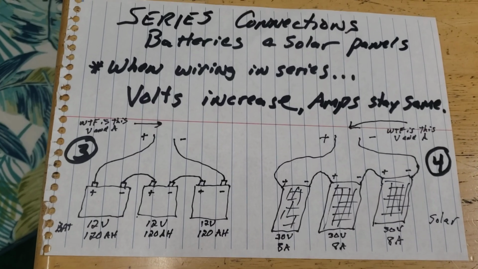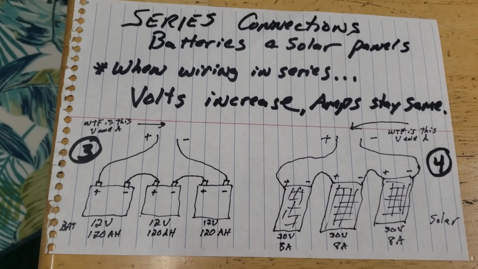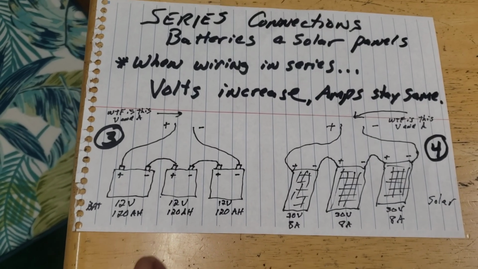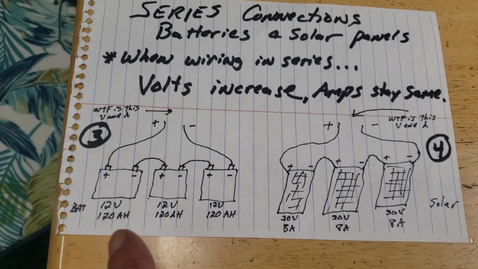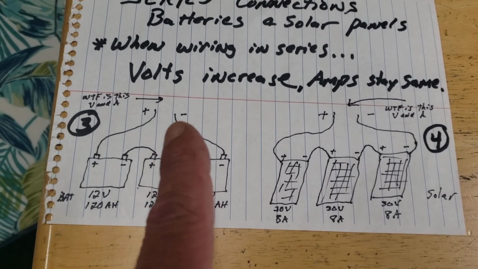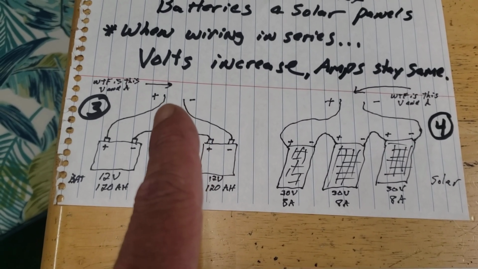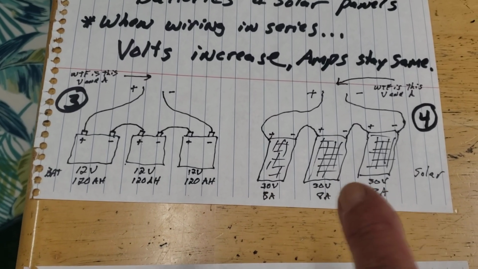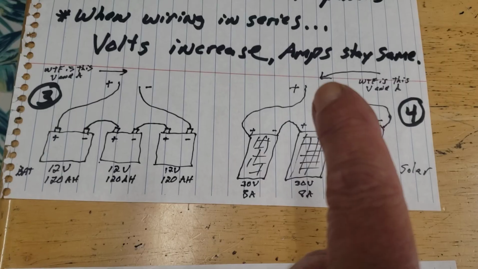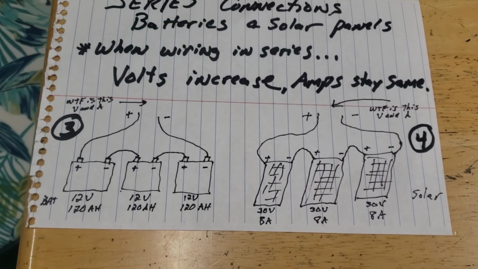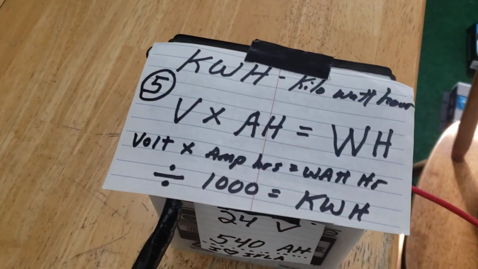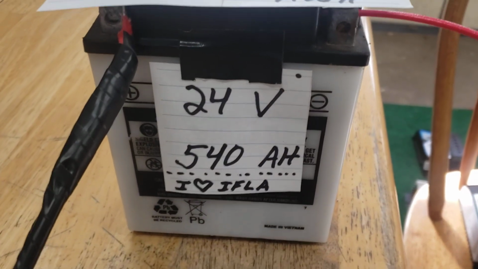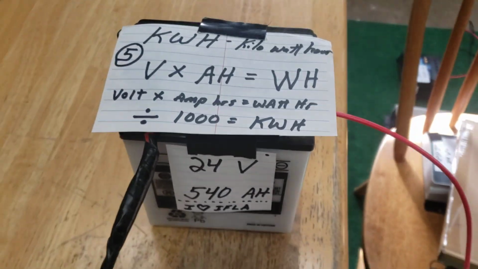And in a series connection for batteries and solars, when wiring, volts increase and amps stay the same. So for question 3 and 4, we have 3 12-volt batteries, 120 amp hours apiece. What is our voltage and amps at this connection? And we have 3 30-watt panels at 8 amps apiece, wired in series. What is our volts and our amps at this connection for questions 3 and 4? And then question 5 is calculate your kilowatt hours out of your 24-volt, 540 amp hour battery.